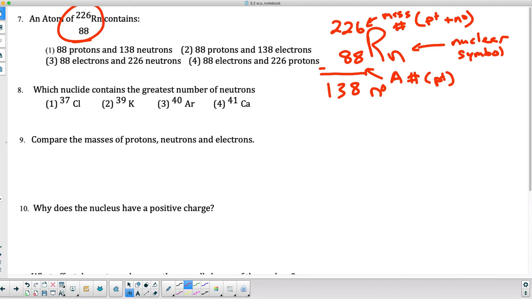If you have the symbol for all of these, then you also have the atomic number. So you may see a nuclear symbol that only has the mass number at the top because Cl is number 17 for the atomic number, K is number 19, Ar is number 18, and calcium is number 20. So that's how you would get these. You just look at the symbol, and that tells you what the atomic number is for all of them. And that's how you do that.